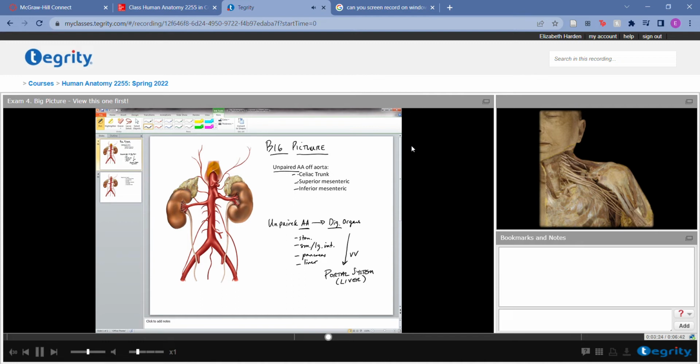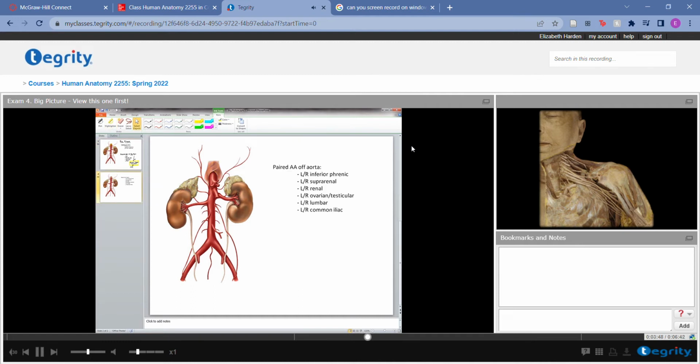Once it goes through the liver and gets processed in the liver and goes through the portal system, then it's going to go into the IVC. So that is a really important thing to note, that organs supplied by unpaired arteries off of the aorta are going to have their blood go back through venous drainage, back through the portal system first.